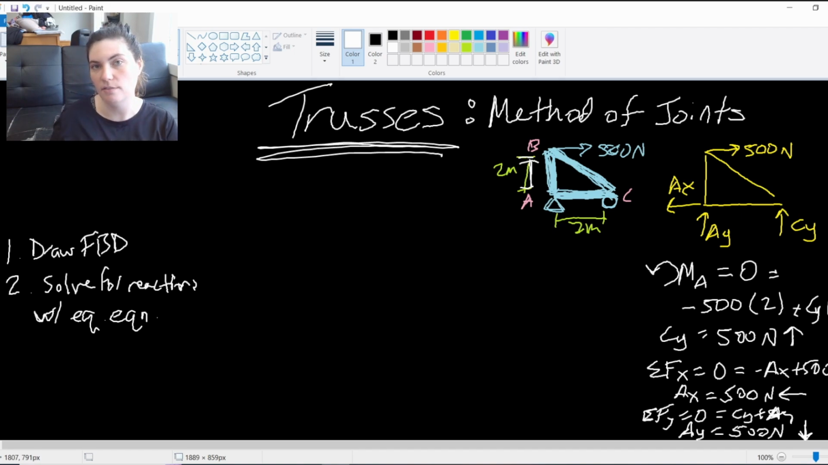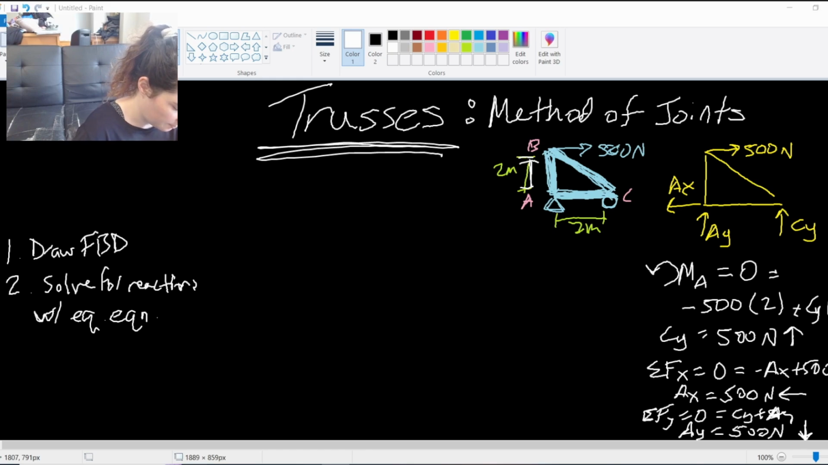So now that we have those equilibrium reactions, we've solved for the reactions, it's typically not what we're looking for. We're looking for the forces in the members themselves. So to do that, we're going to look at every joint, treating every joint like a single point, and making a free body diagram of each joint, of each point.